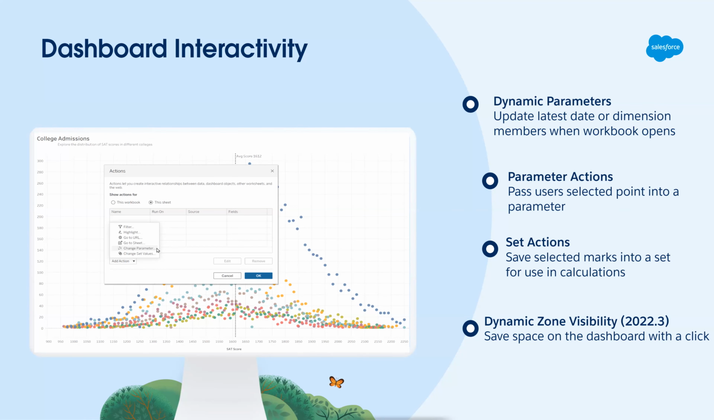A set action is a way to collect many data points and store it in essentially a container or a field that might have many different data points in it. And then you can use those in calculations as well. The last dashboard interactivity feature that I really like is, you really only have a certain amount of screen real estate on a dashboard. So dashboard or dynamic zone visibility is a way to essentially show and hide certain elements of a dashboard based off of a user selection or based off of a parameter. So lots of great features around dashboard interactivity.